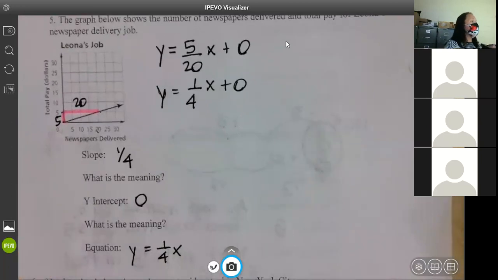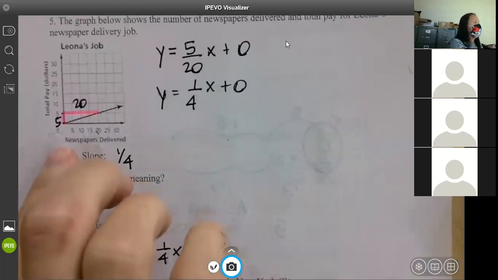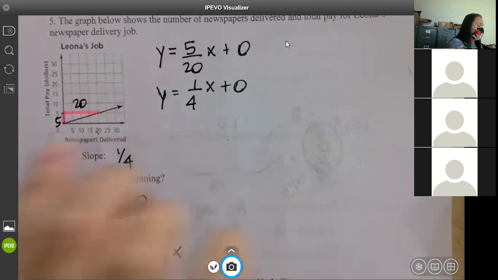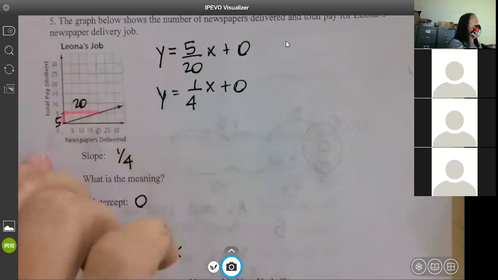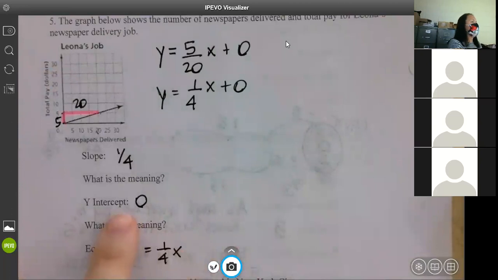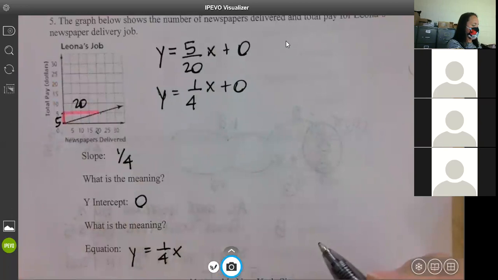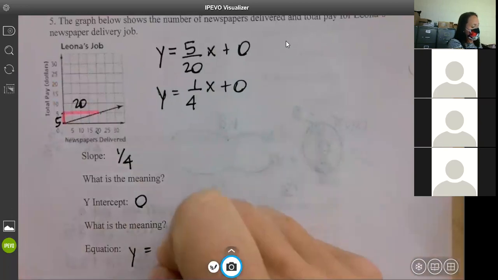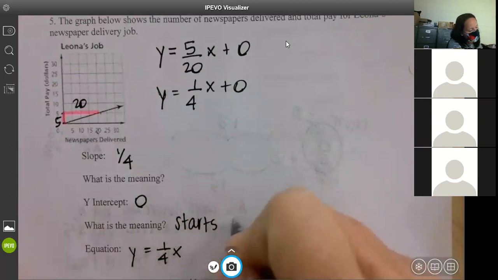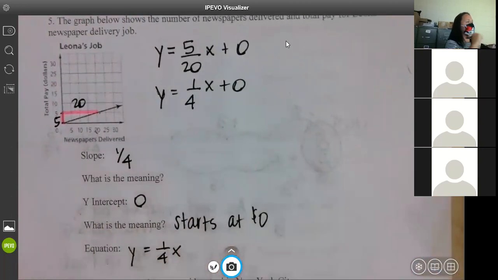All right, so let's look at this graph. When she delivers newspapers, she gets paid. Does everybody understand that? Newspapers get paid. So what does this y-intercept mean? Starts at what? 0 what? $0. Perfect. And why do we use $0? Because we use our y. She doesn't deliver newspapers, she doesn't get paid. What's the slope? 1 over 4.